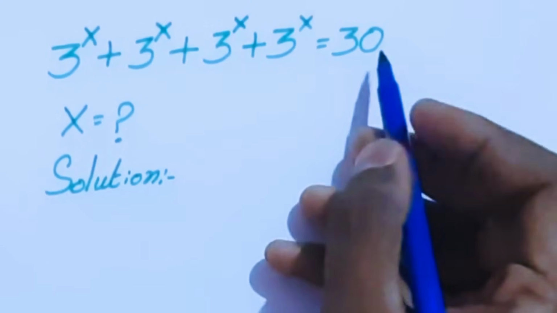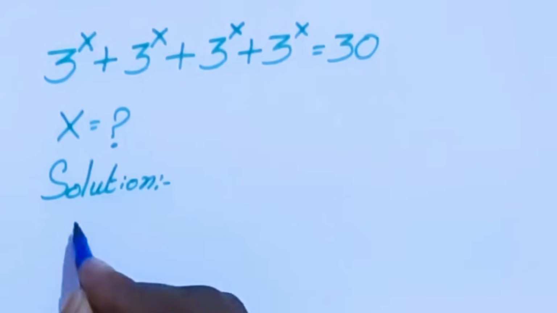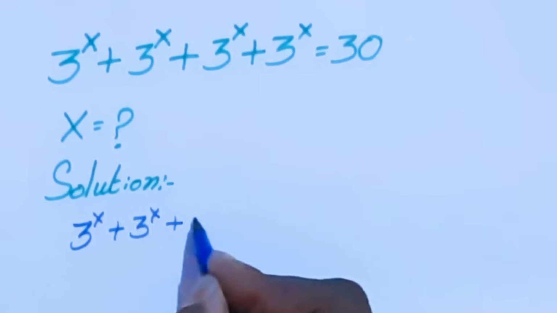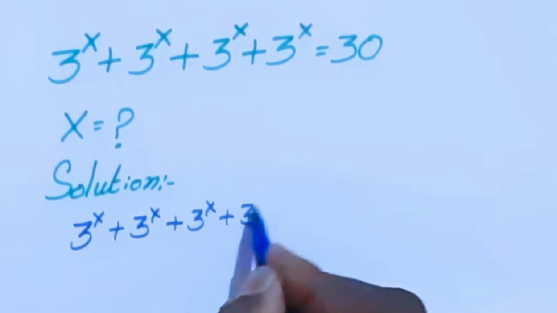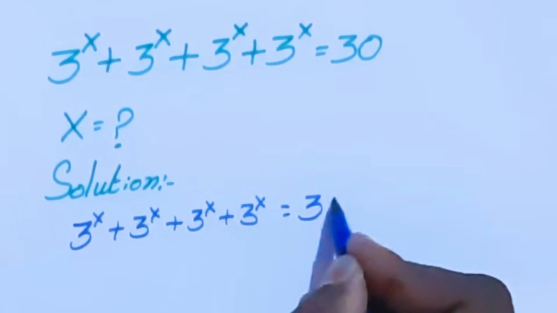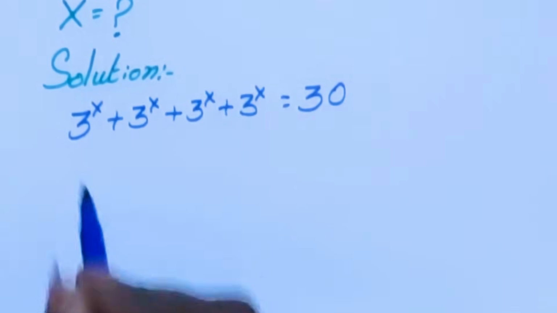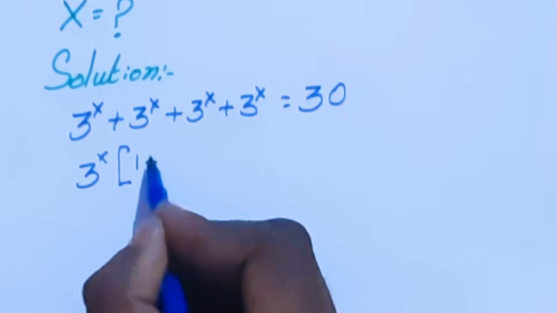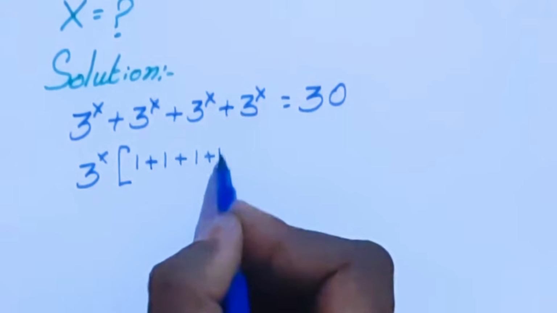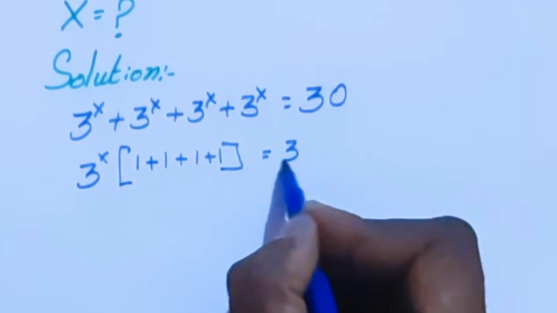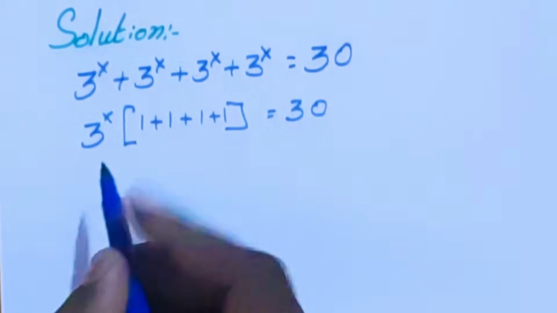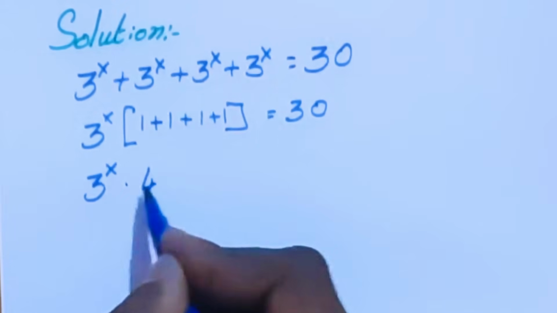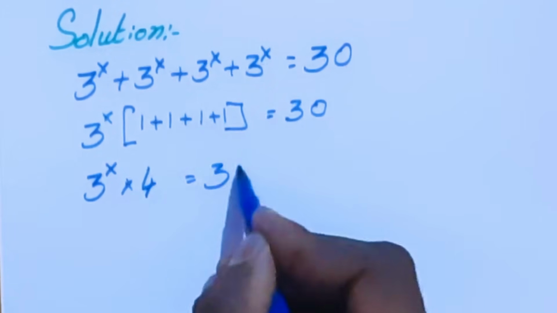Today we are going to solve this problem to find the x value. Solution: 3 power x plus 3 power x plus 3 power x plus 3 power x equal to 30. Now we are going to take 3 power x common. So 3 power x open bracket 1 plus 1 plus 1 plus 1 equal to 30. Now 3 power x times this is 4 equal to 30.